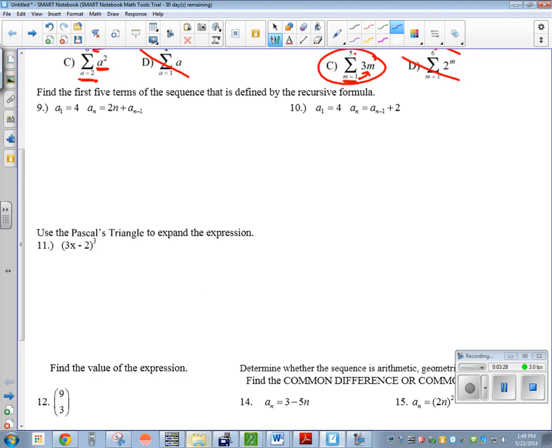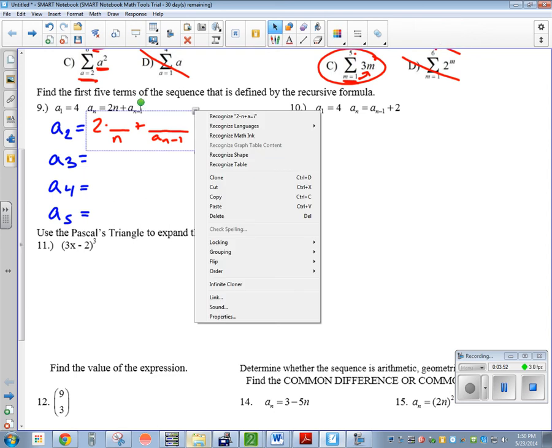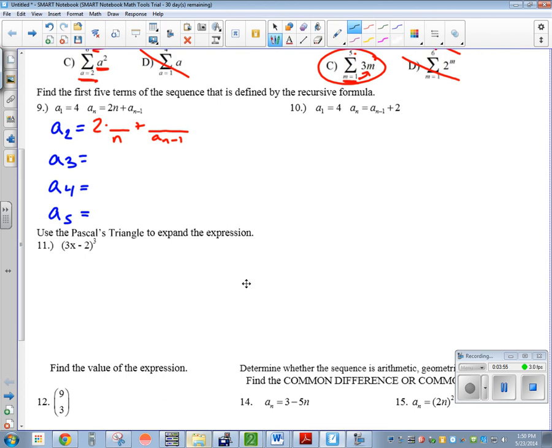Number 9 is recursive. It says A sub 1 is 4. I'm trying to find A sub 2, A sub 3, A sub 4, and A sub 5. The formula says take 2 times n plus a sub n minus 1. So for this problem, n is the term. So in this case it's 2. A sub n minus 1 means the previous answer. So in this case it's 4. So 2 times 2 is 4, plus 4 is 8. So the second term is 8.